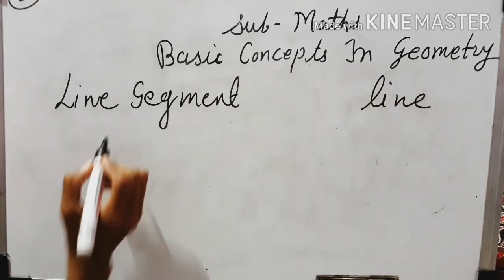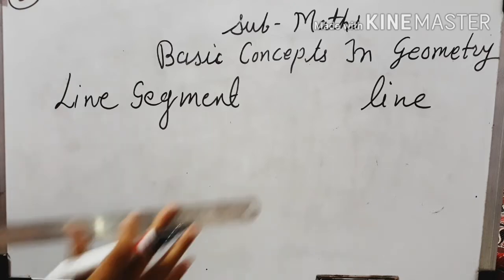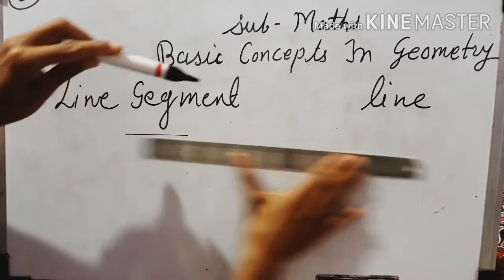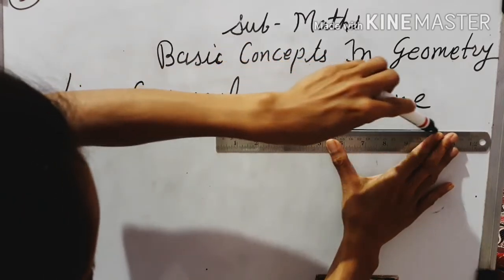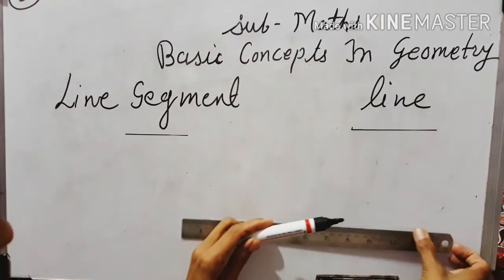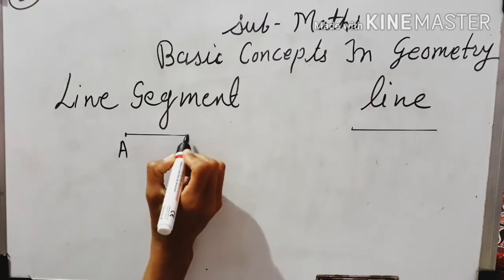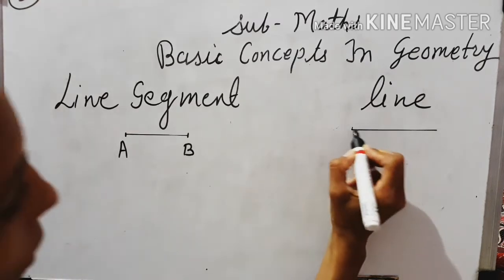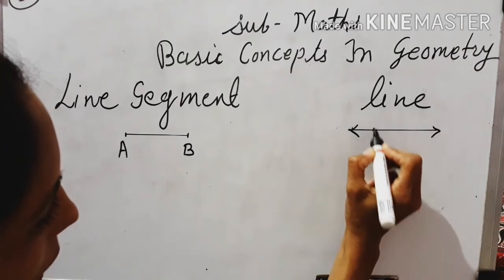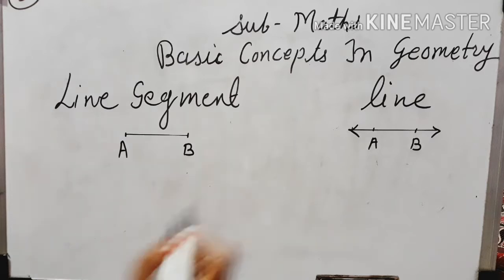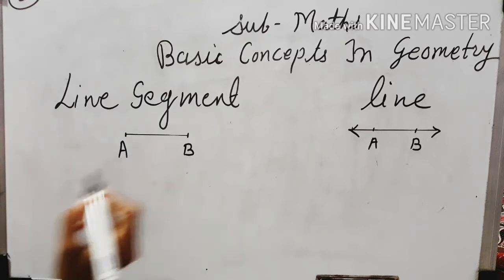Now, you know the figures, okay? This is a line segment. One line segment and one line. Just observe the figures. For example, this is line segment AB and this is line AB. Now observe the figures and just tell me what is the difference between the line segment and line. So what can we see?